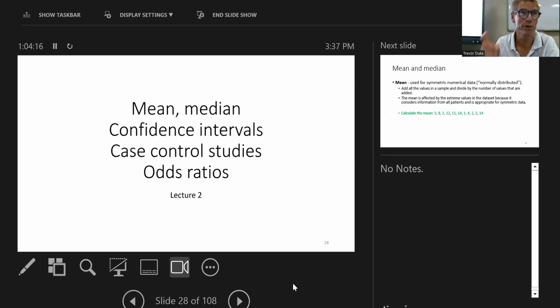We're 1/5 of the way through. The second lecture is quite a bit more detailed, so I'm going to just stop there. Next time we'll talk about means and medians and confidence intervals. I talked about an observational prevalence study of TB, but we'll talk about case control studies and odds ratios in the next lecture. So I'm going to stop there and stop the recording.